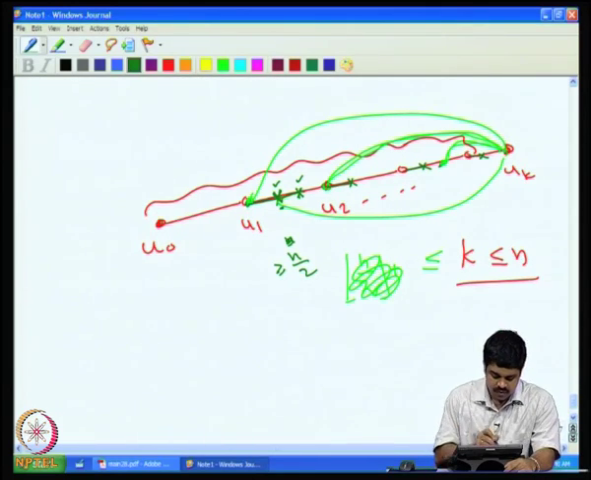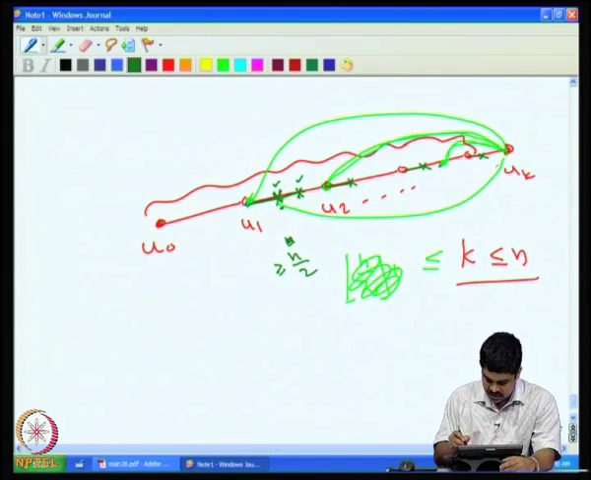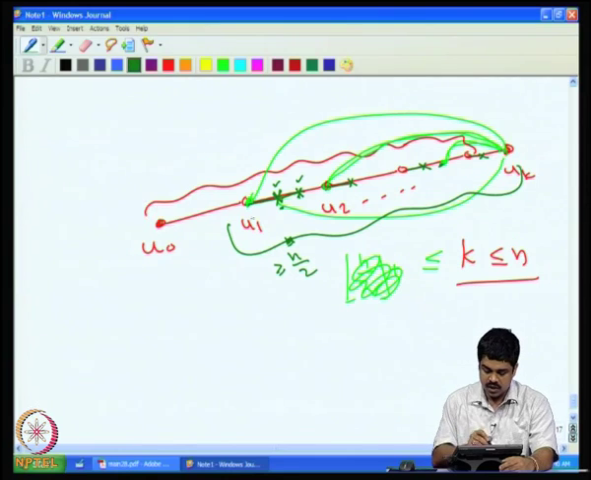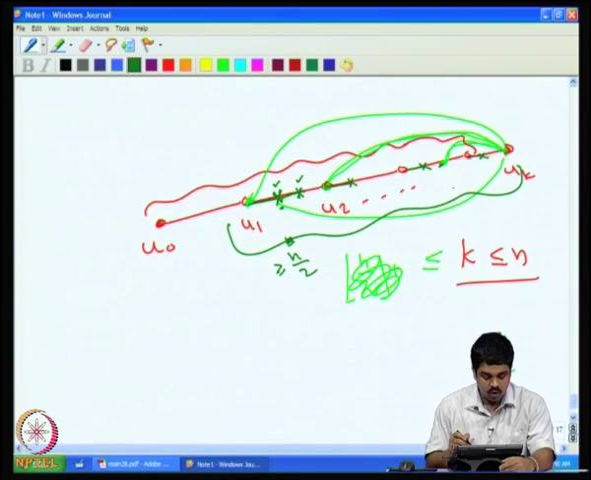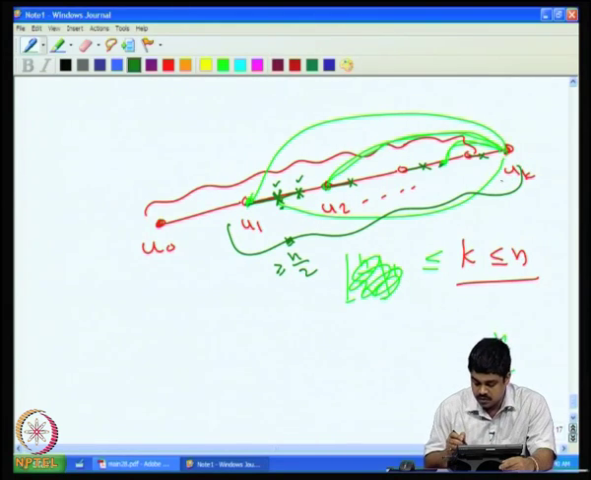Now, the question is, where are u0's neighbors? All the neighbors of u0 should be present among u1 to uk. Now, is it possible for u0's neighbors to avoid all these places which are just after the neighbors of uk?